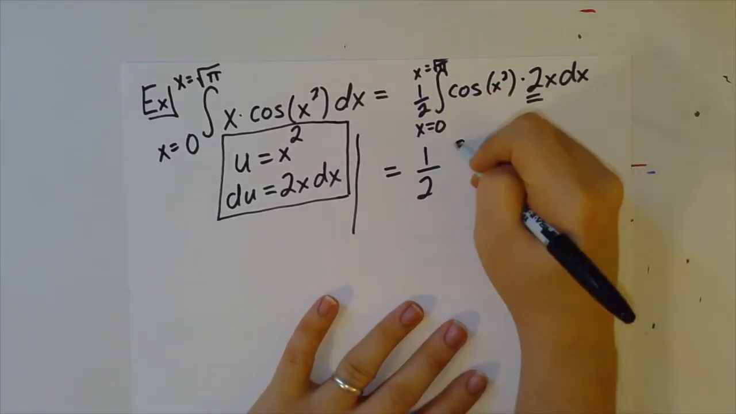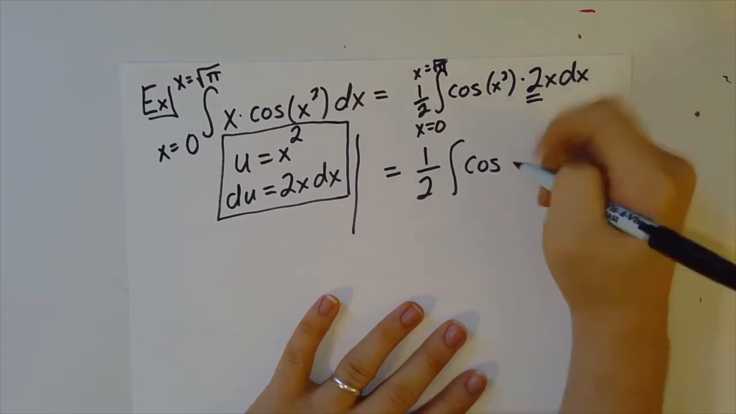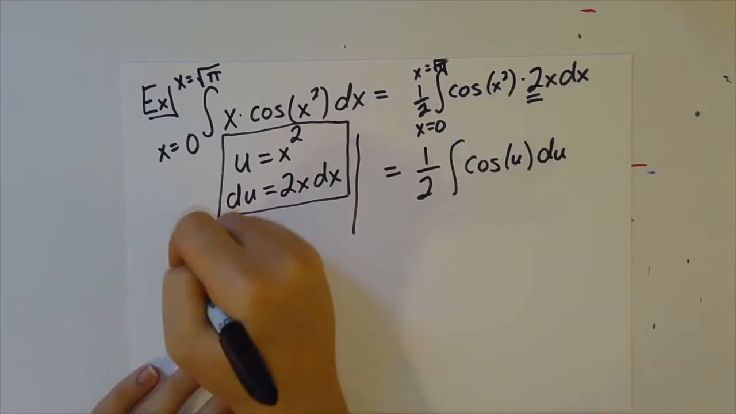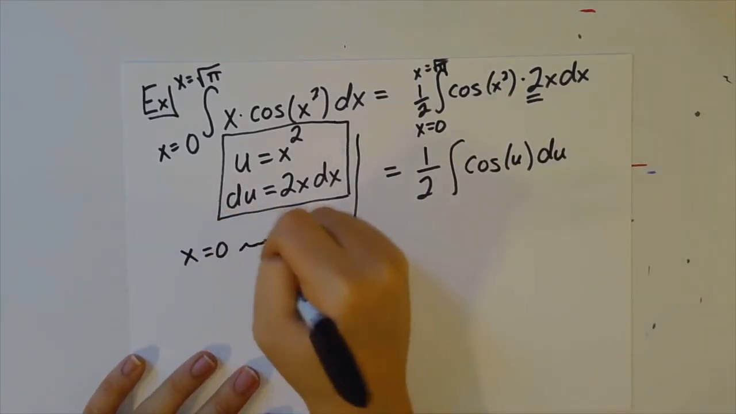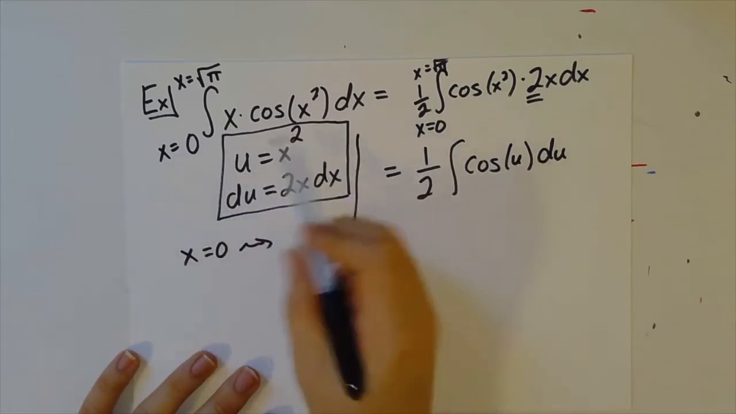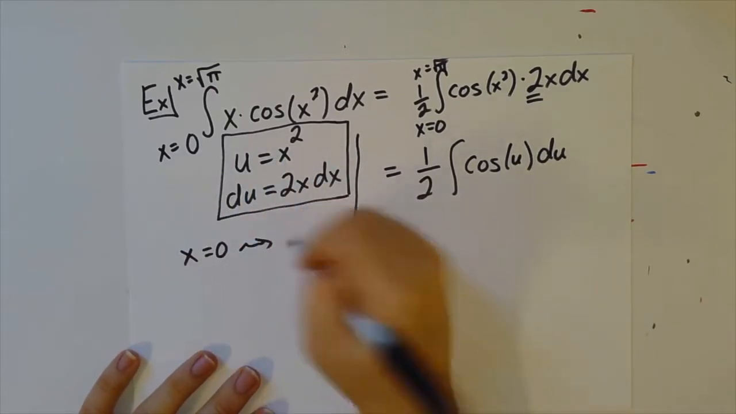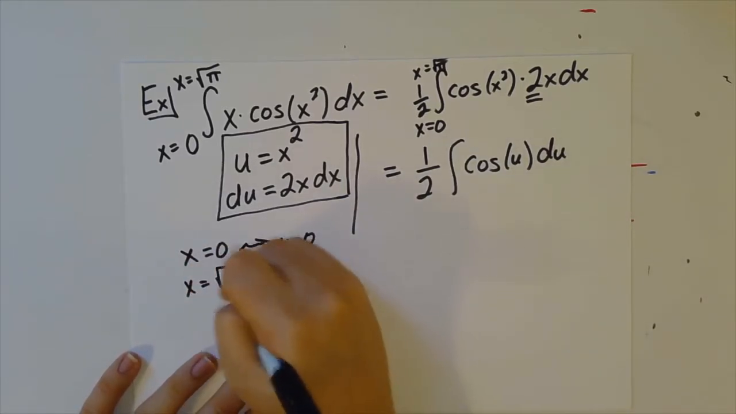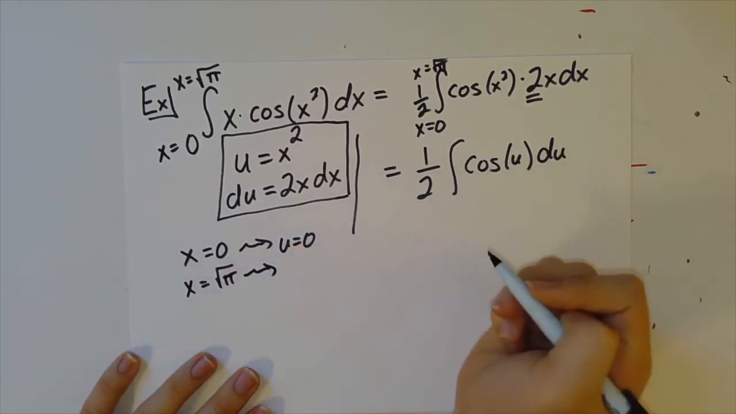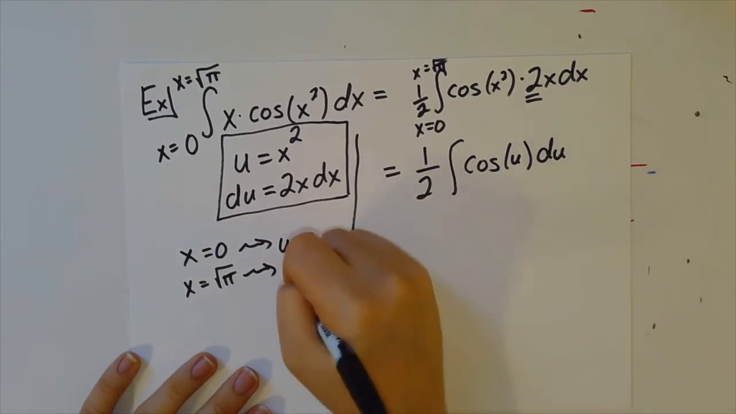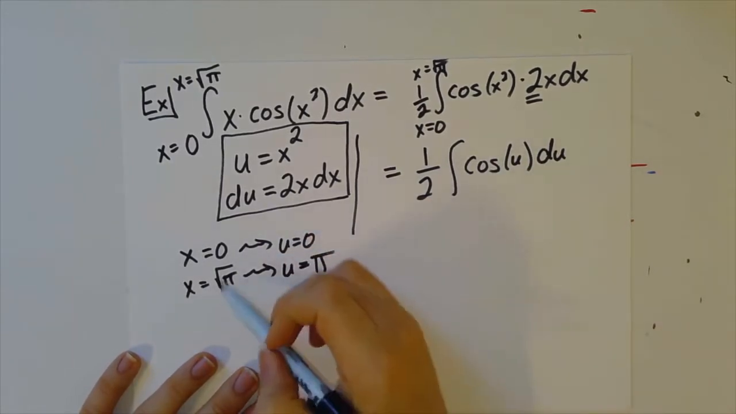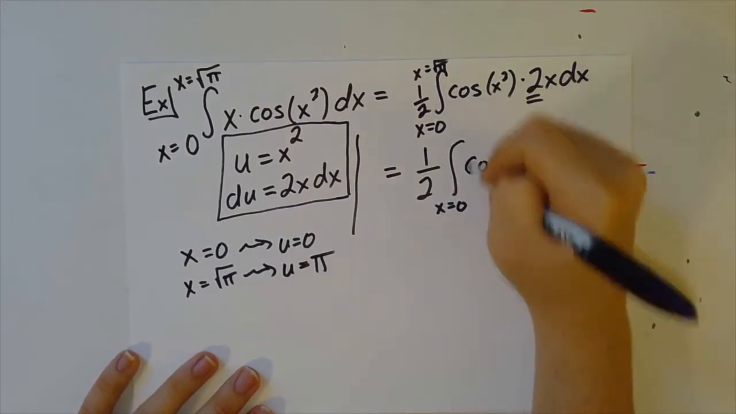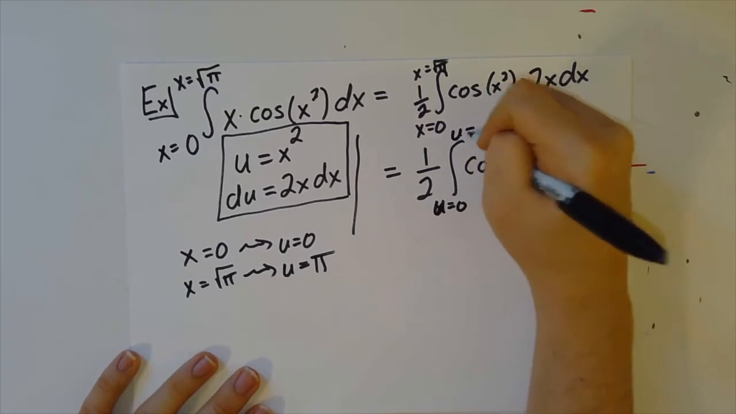So this becomes 1/2 the integral of the cosine of u du, and x equals 0 gets translated via this to u equals 0. And x equals square root of pi gets translated to u equals pi, because the square root of pi squared is pi. Sorry, u equals 0 to u equals pi.